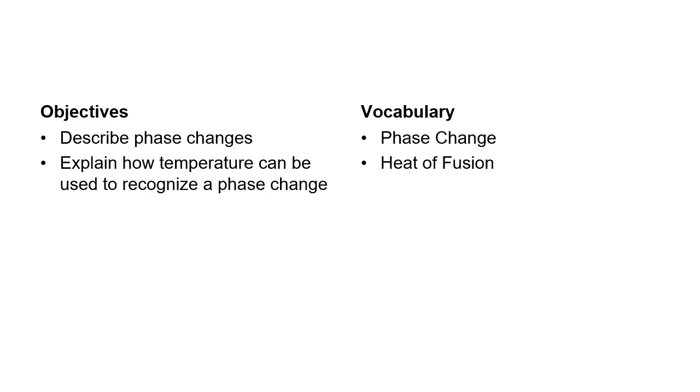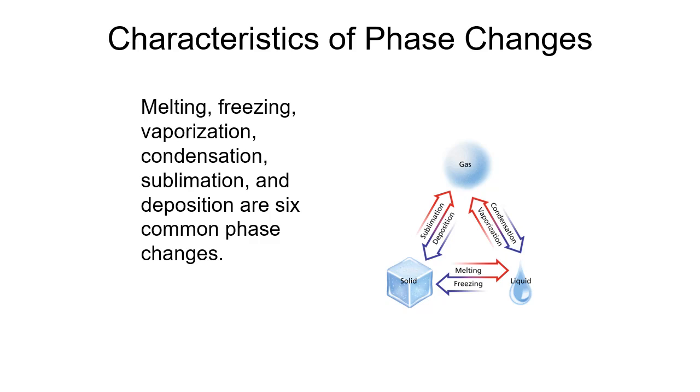By the end of this lesson, you should be able to describe phase changes, explain how temperature can be used to recognize a phase change. You should be able to define and correctly use vocabulary words, phase change, and heat of fusion. Melting, freezing, vaporization, condensation, sublimation, and deposition are the 6 common phase changes.